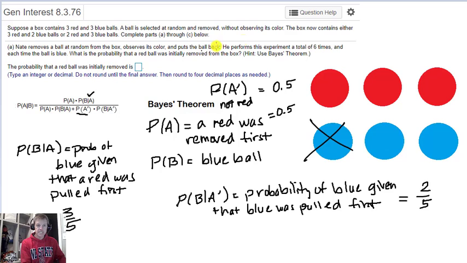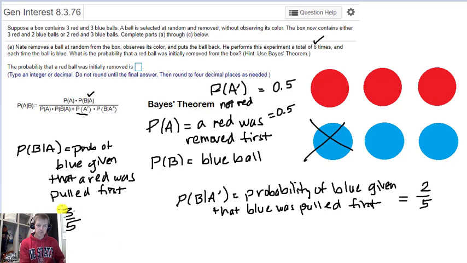Now also, they did say he performs that experiment a total of 6 times, and each time the ball is blue. So what happens here is every time we run the experiment, the P of A and the P of not A is always 0.5 because that was the first event, and now we have a second event, which is pulling a red ball or a blue ball after that.